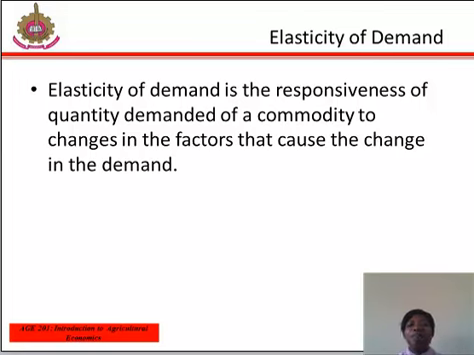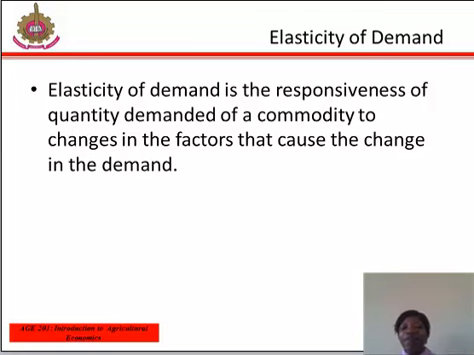Elastic demand is when a proportionate change in the price of a commodity results in a more than proportionate change in quantity demanded. The numerical elasticity of demand is between 1 and infinity. That is, 1 is less than Ep, and Ep is less than infinity.